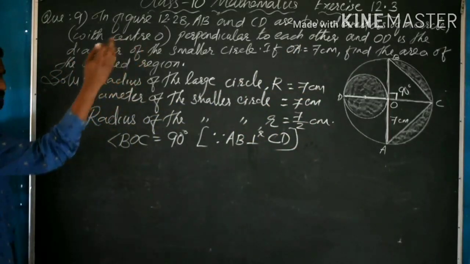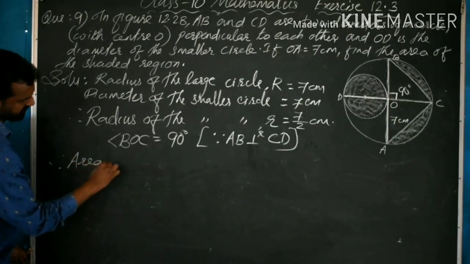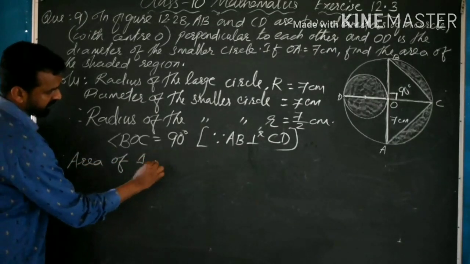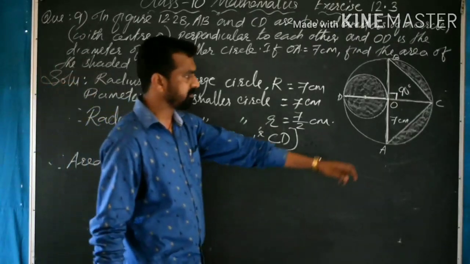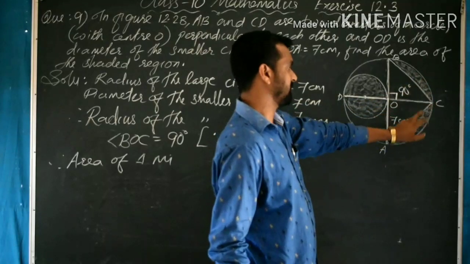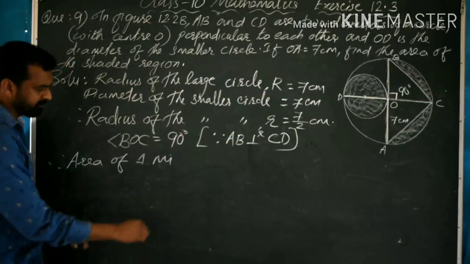Then now we can find out the area of the minor segment. Therefore, area of minor segment is equal to area of one minor segment. Two minor segments are there, and those two minor segments' area we have to find out. Then first we will find out the area of one minor segment.